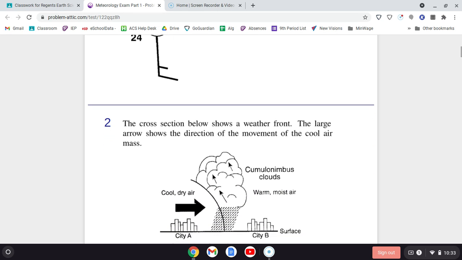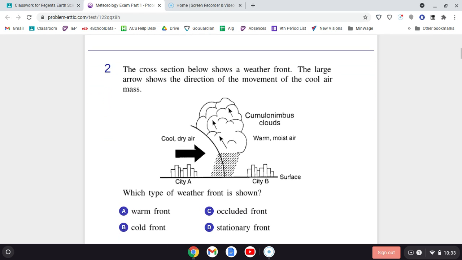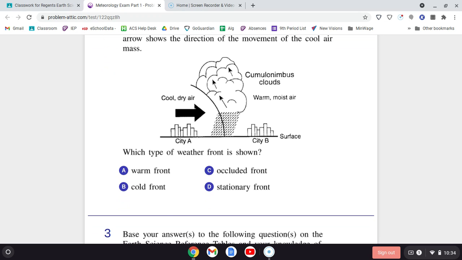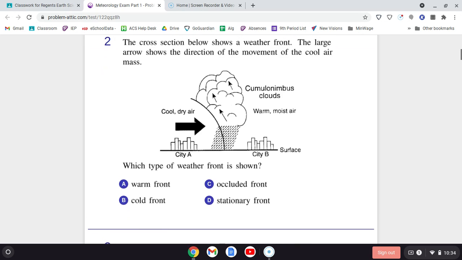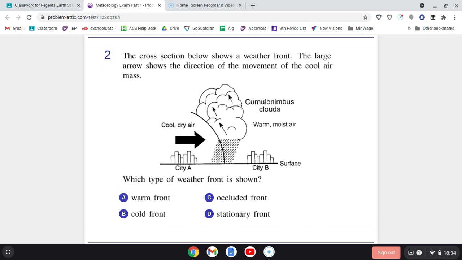Okay, number 2. The cross section below shows a weather front. The large arrow shows the direction of movement of the cool air mass. Which type of weather front is shown? Let's get rid of D. So it's either A, B, or C. A warm front, a cold front, or an occluded front.